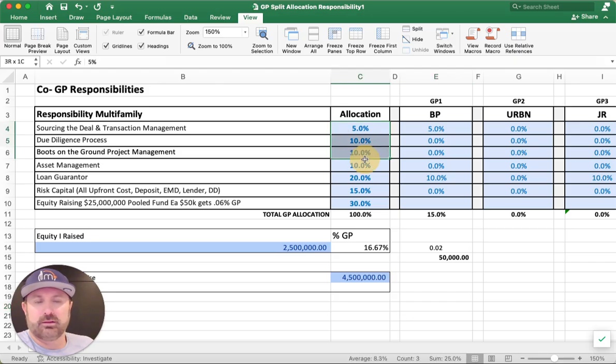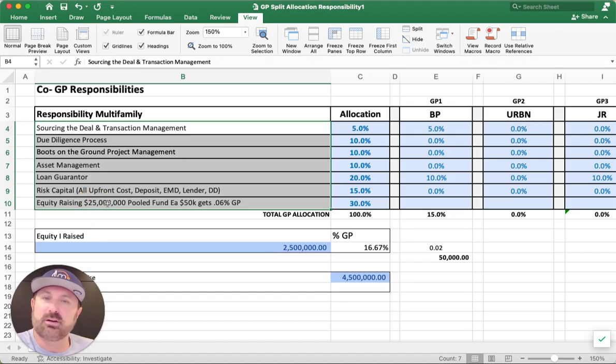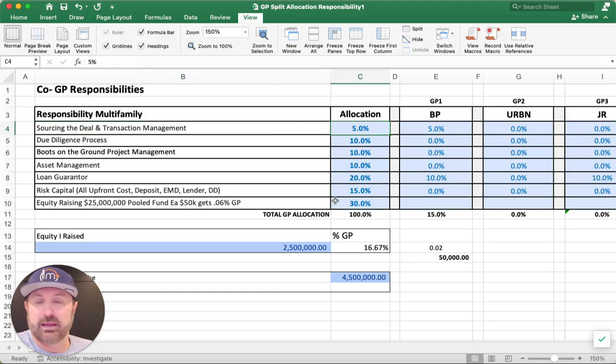So we'll allocate a certain percent to each one of these responsibilities that are needed in the deal. First and foremost, you found the deal. You sourced it. You're going to do the transactional management side. It's all there. So you're going to get 5% for finding the deal of the total general partnership side.